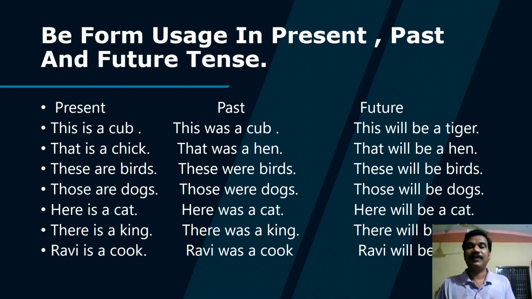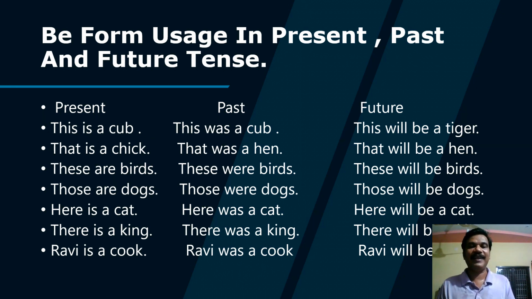Now I read. Try to understand the meaning in present, past and future. That is a chick. That was a hen. That will be a hen. These are birds. These were birds. These will be birds. Those are dogs. Those were dogs. Those will be dogs. Here is a cat. Here was a cat. Here will be a cat.